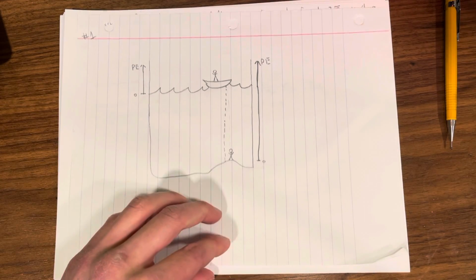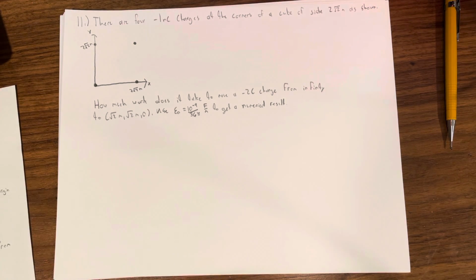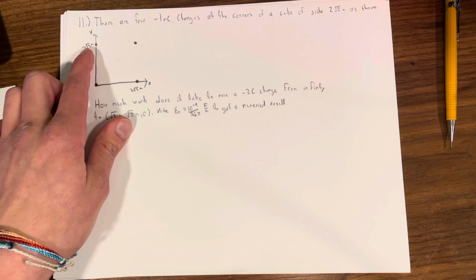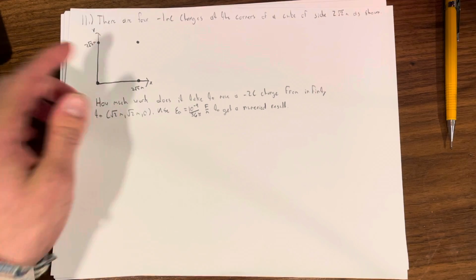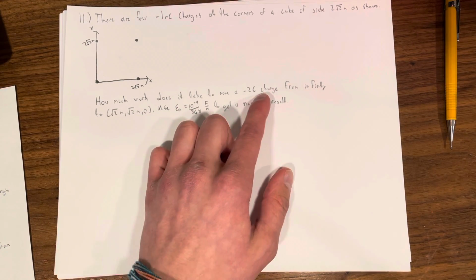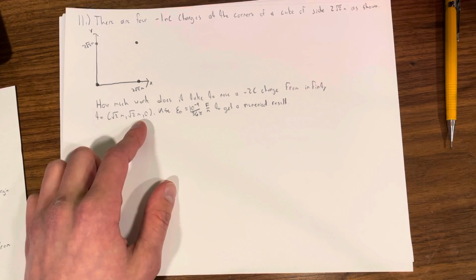And so now we're going to go into an example from exam one. This question is asking, so there are 4 -1 nC charges at the corners of a cube, and these are all located at, you can see here on the graph. And so it's asking how much work does it take to move a -2 coulomb charge from infinity to square root of 2 meters, square root of 2 meters.